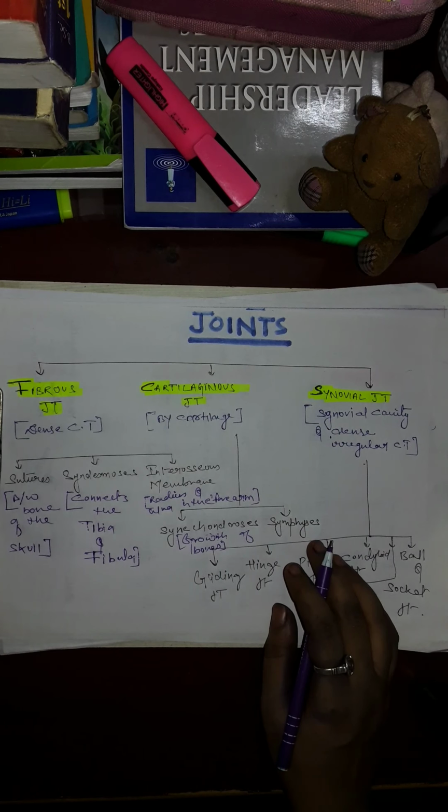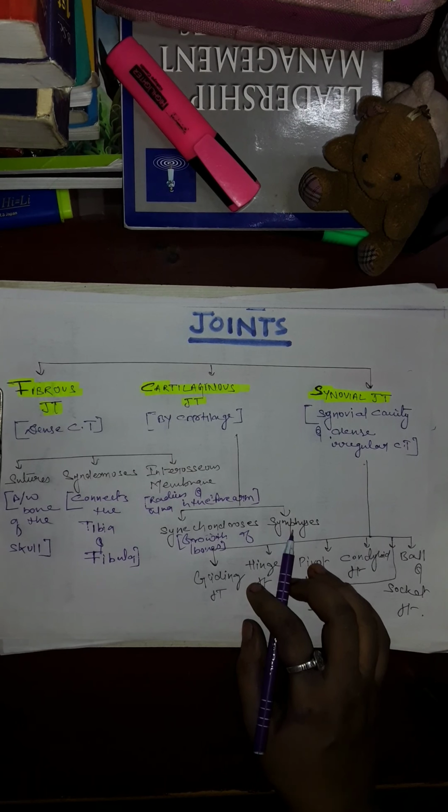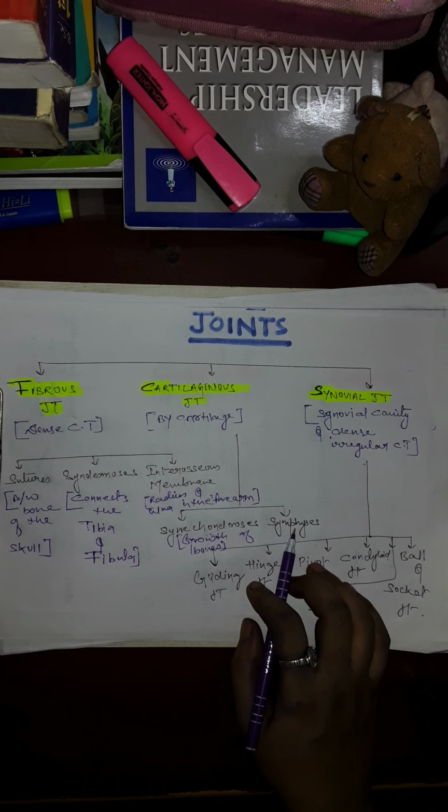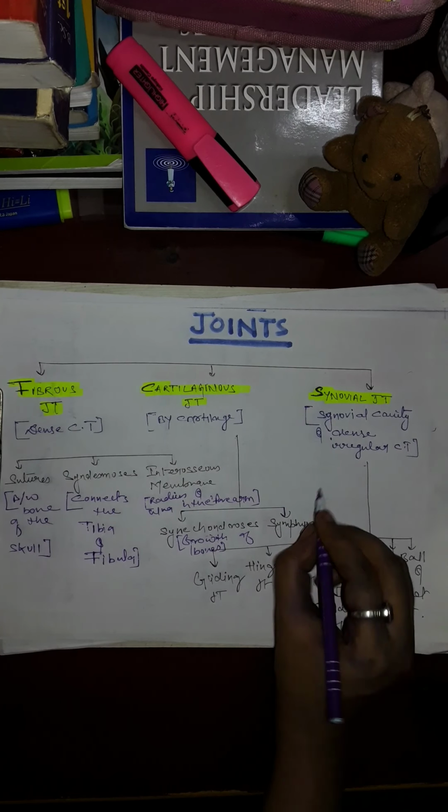And next we will see the symphysis. The symphysis is that cartilaginous joint in which the ends of the articulating bones are covered by hyaline cartilage, and it is mainly found in the joint of the two pubic bones of the hip bones. So we can say that the symphysis connects the two pubic bones.